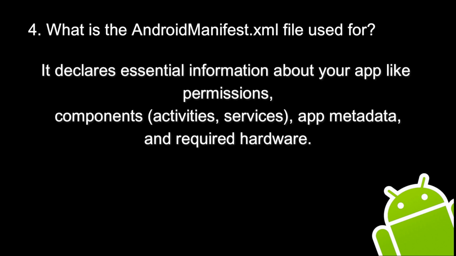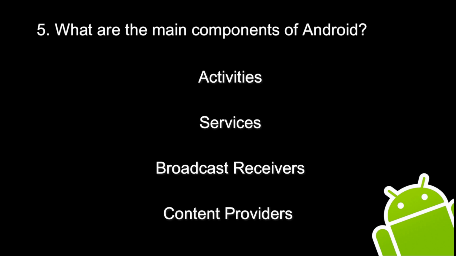4. What is the AndroidManifest.xml file used for? It declares essential information about your app like permissions, components, activities, services, app metadata, and required hardware. 5. What are the main components of Android? Activities, services, broadcast receivers, content providers.